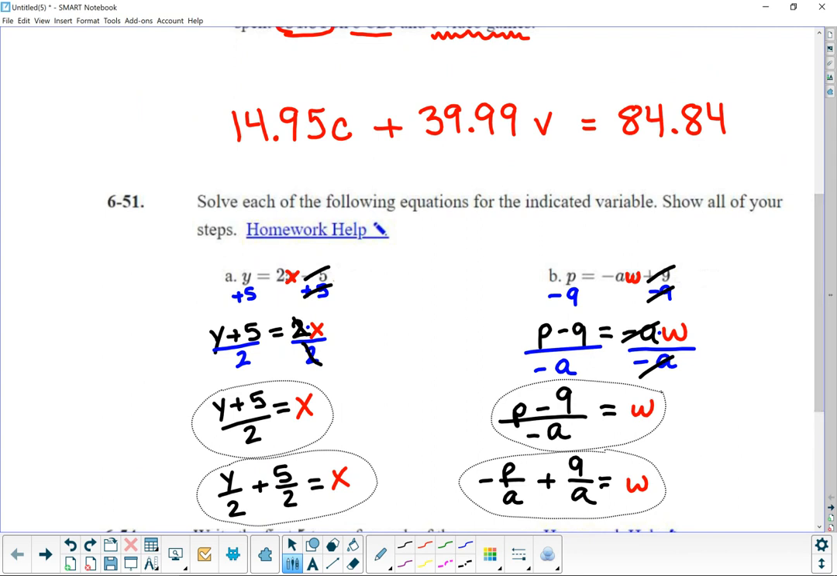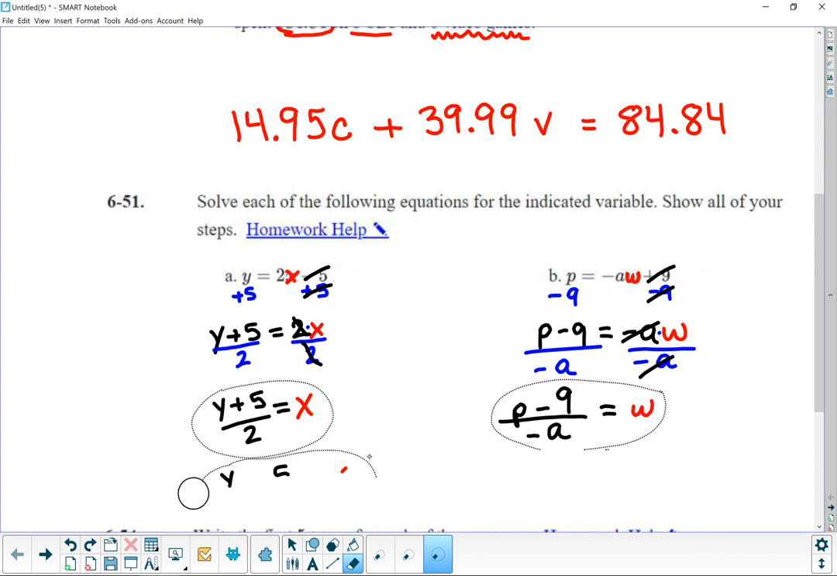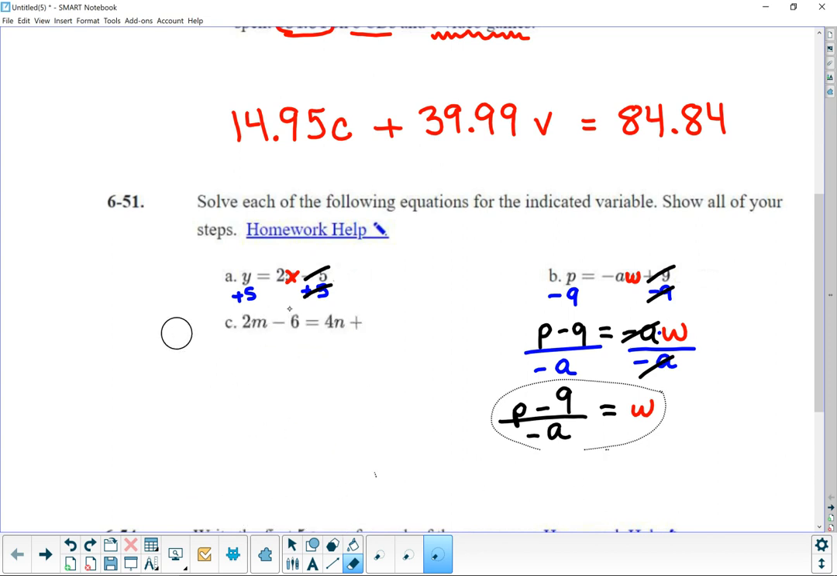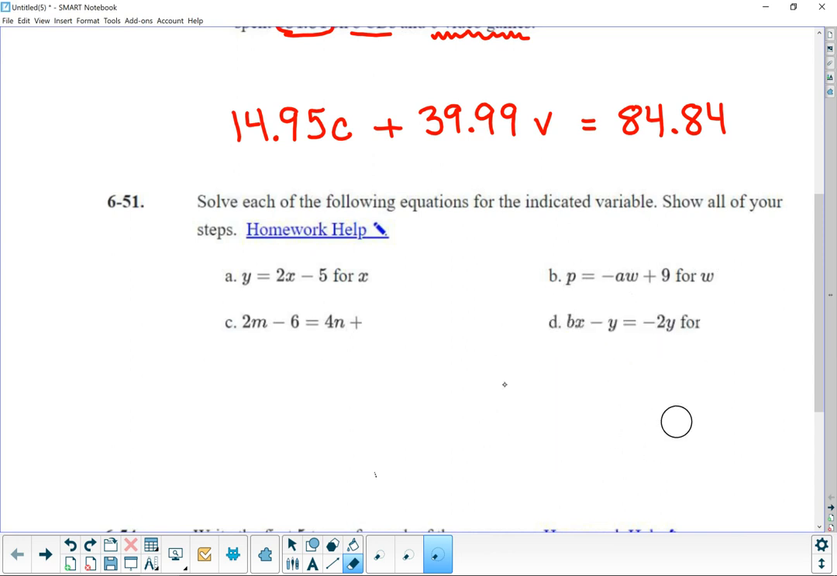So that's for A and B. Pause it if you still need it. I'm going to go ahead and erase it right now. Okay, and so sorry, D and C. All right, for C, oops, let me erase some more.